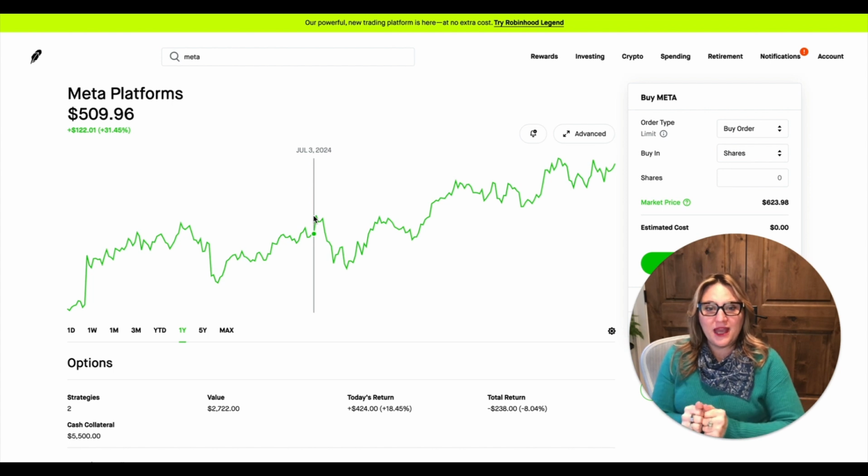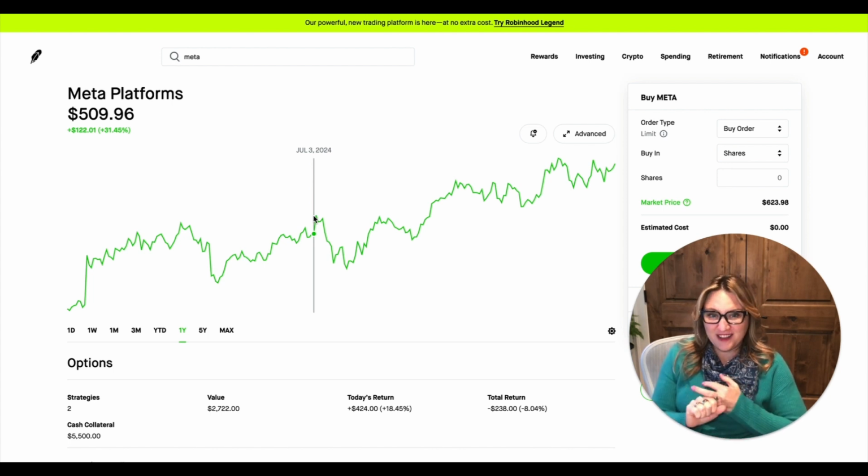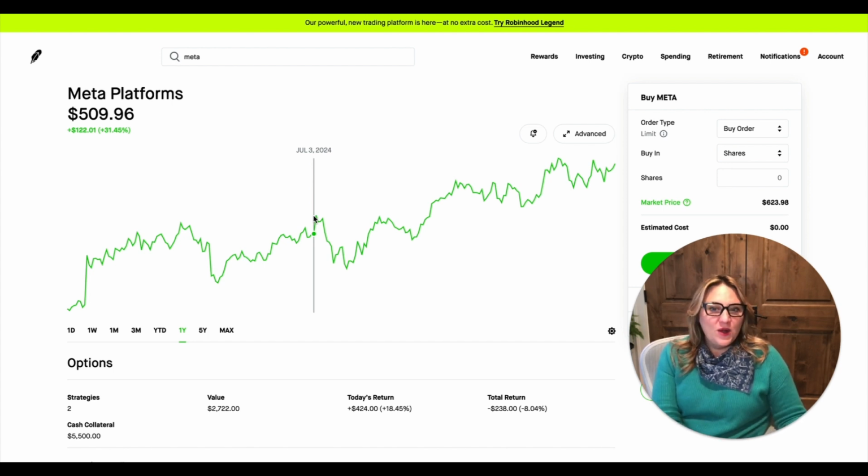So again, we are being paid premiums based on the risk we're assuming and based on the volatility in that stock. So you get paid more to stomach that roller coaster of the stock moving up and down. That's what you're being paid to do. All right. So that's Meta.